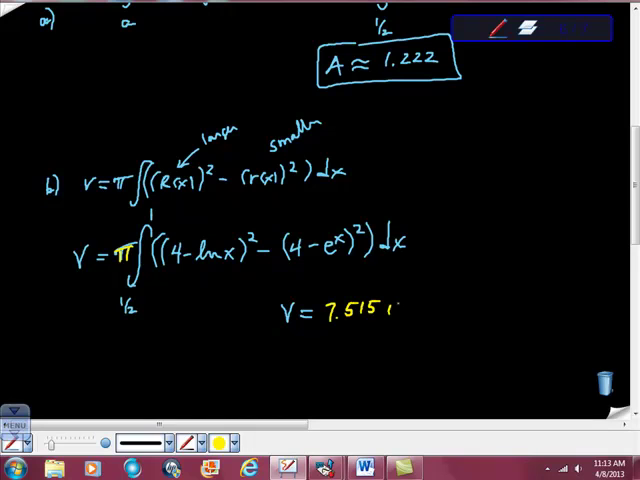7.515 pi. Again, they don't give us the units. I'm going to also put this approximately again. Or you might have gotten a different answer and say that this is approximately equal to 23.609, I guess, is a possibility. All right? So be careful.